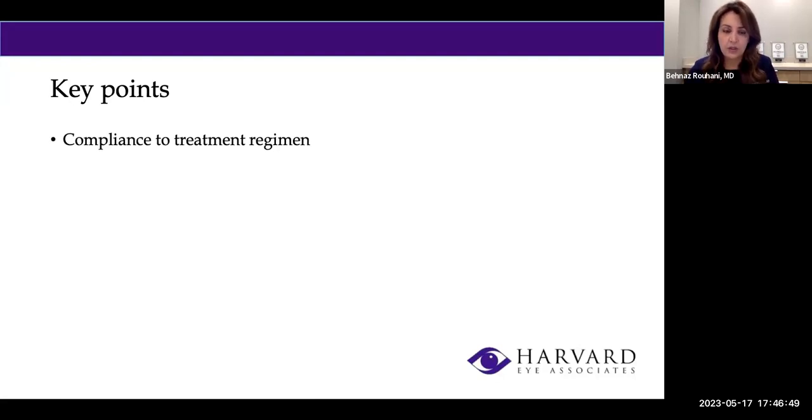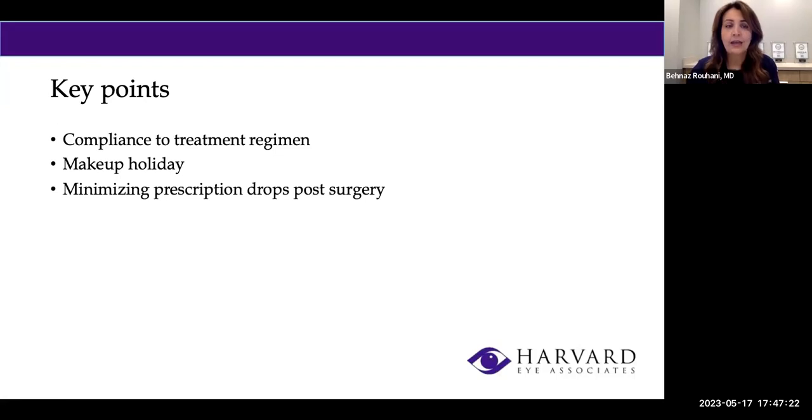I usually give my patients an instruction sheet and I say, okay, go by this, please, and get this done, especially if you're deciding to proceed with cataract surgery or any surgical procedure on the eye. Compliance is the key, because all of these things together will work best to get the glands and the health of the eye in general to be in the best state possible prior to surgery. I will give my ladies a makeup holiday too, to get those glands working better and staying nice and clean. And one of the things that can help is minimizing prescription drops post-surgery.